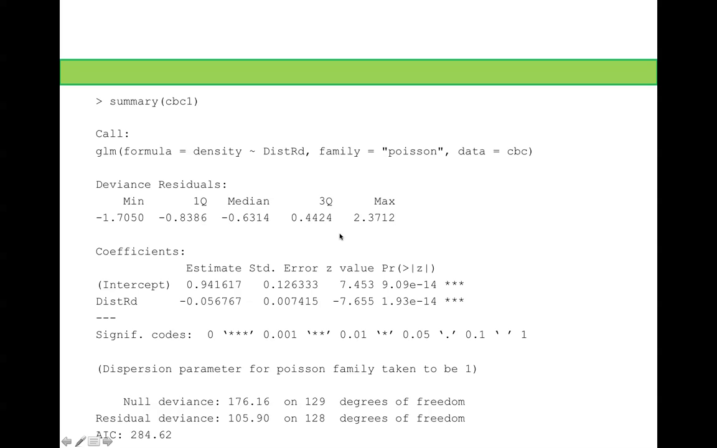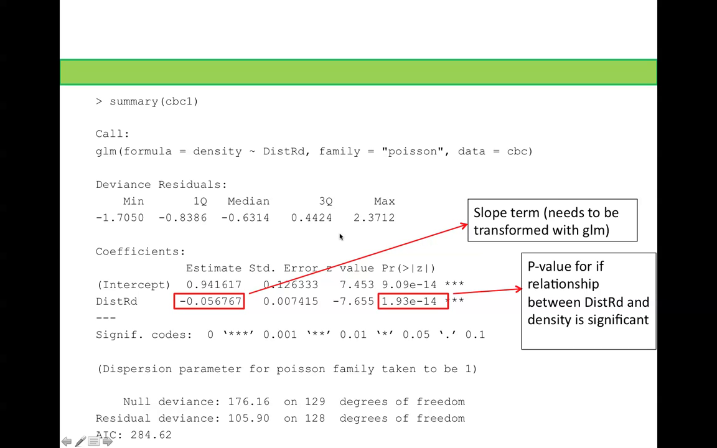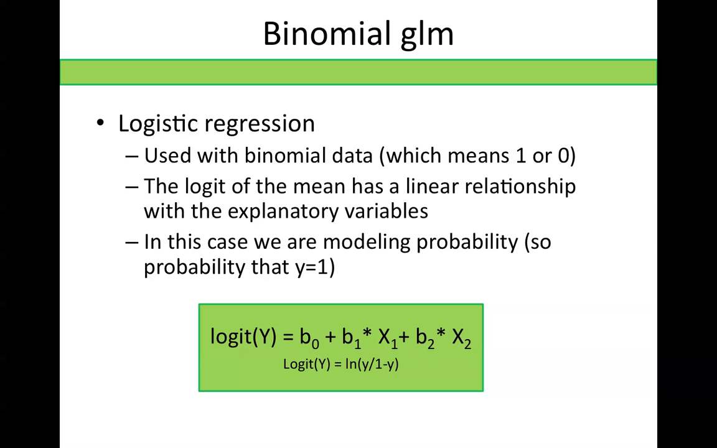Here we have our beta 0, which is our intercept, and then we have our slope term, which is distance from road in this case. And the p-value on the far right side indicates that we have a significant non-zero relationship, because our p-value, the probability here, is less than 0.05, which is our arbitrary cutoff. So we can take those values and put them into the Poisson equation after we've solved for y, and then we can plot that graphic line.